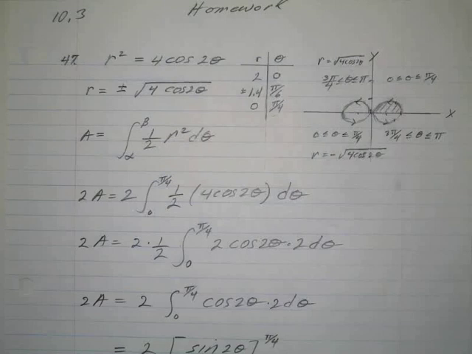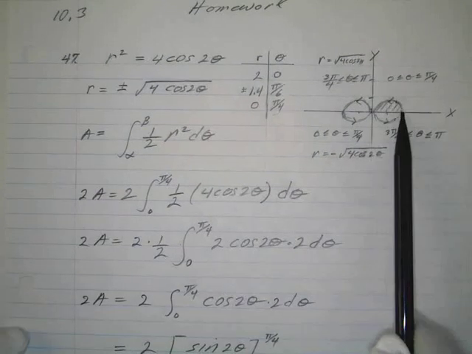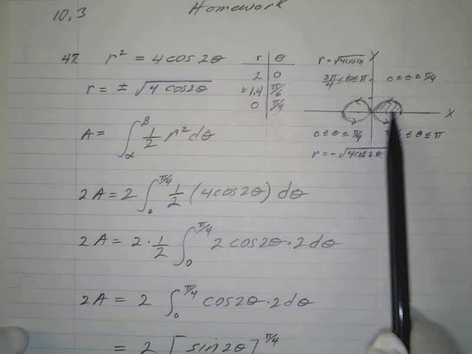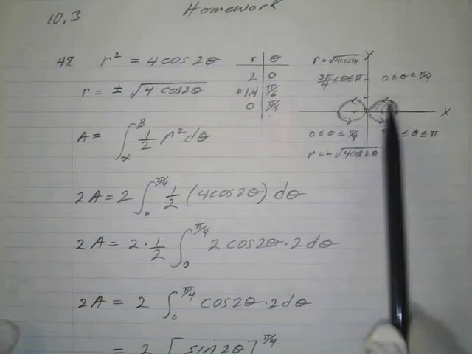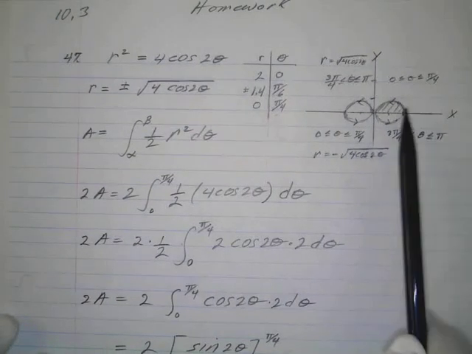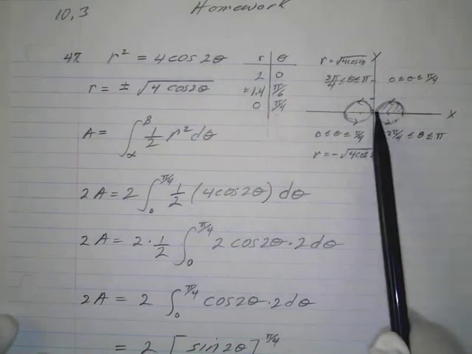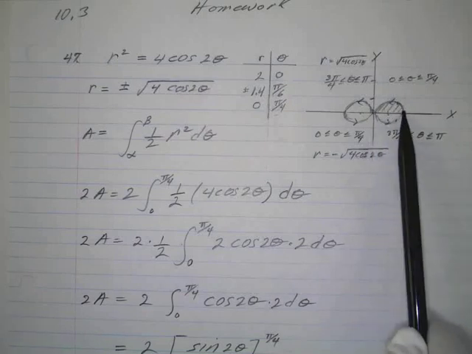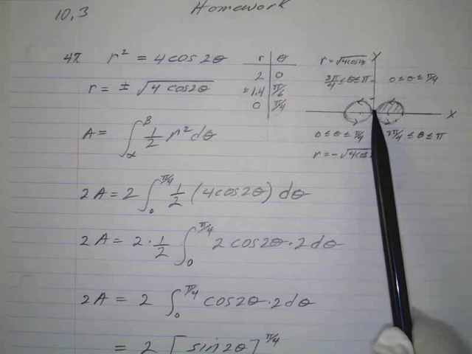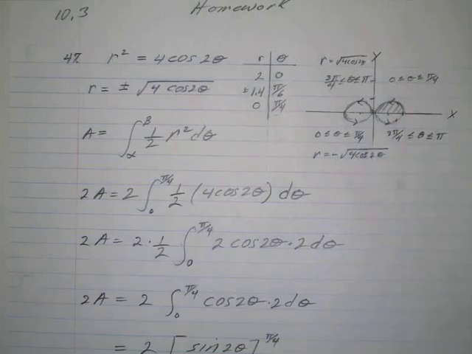So the way you have to deal with this is just find from here to here, because what we want is inside one loop of the lemniscate. So this is one loop. What we'll do is find the area from here to here and double it. And that works out from 0 to pi over 4.